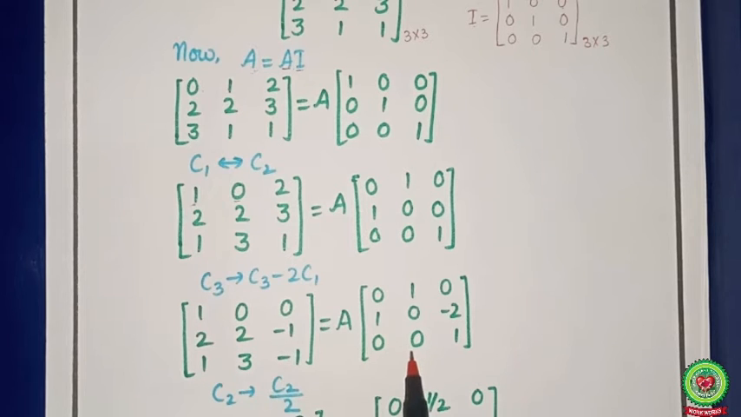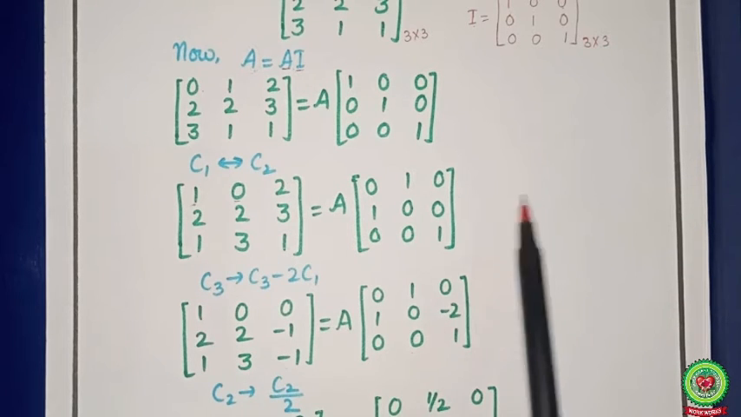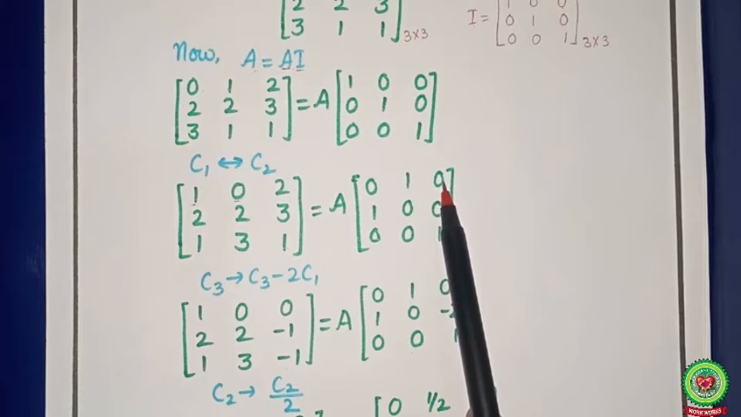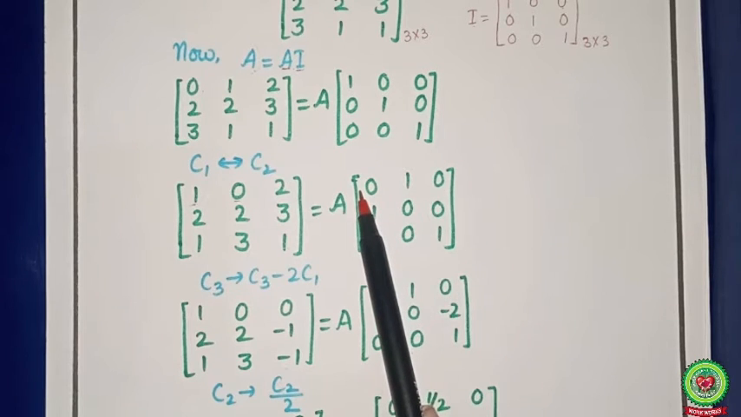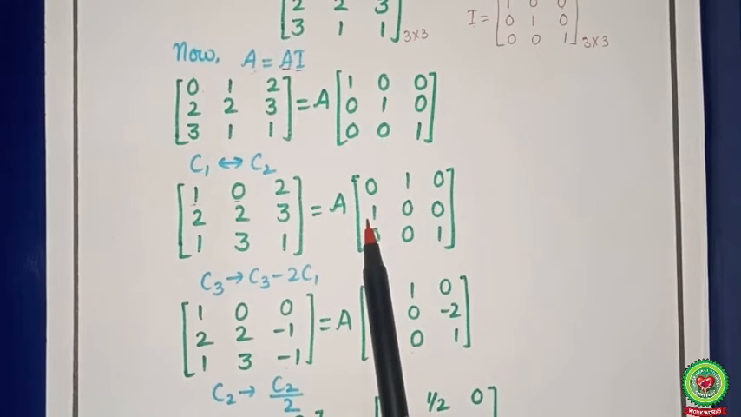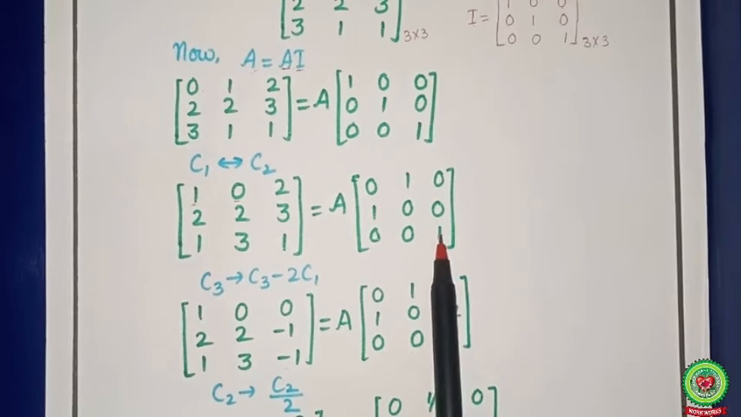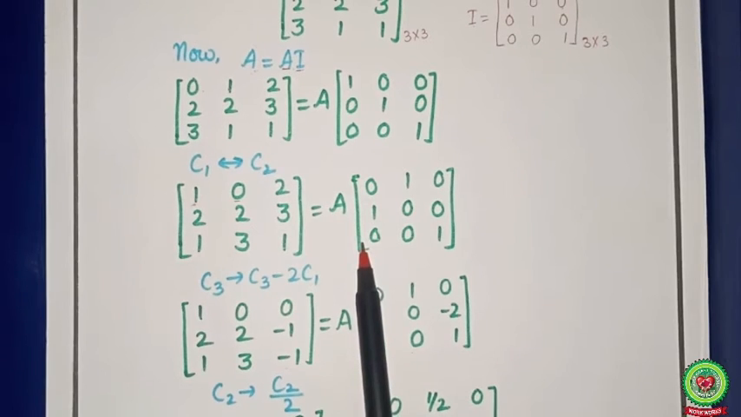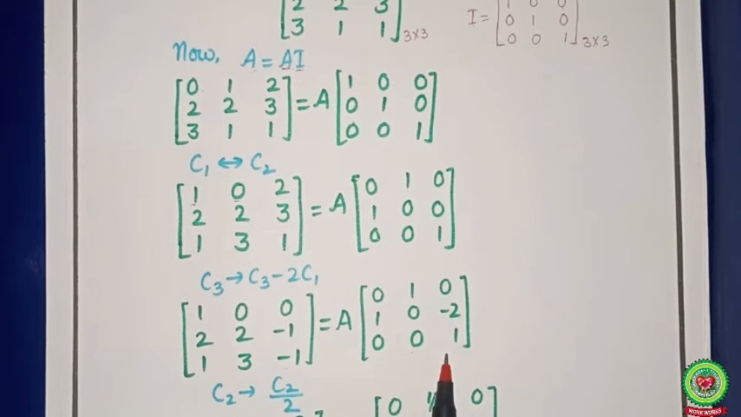Same operations on the right hand side also. So first one is 0 minus 2 times 0, the answer will be 0. 0 minus 2 times 1 will be minus 2. 1 minus 2 times 0 will be 1 only.